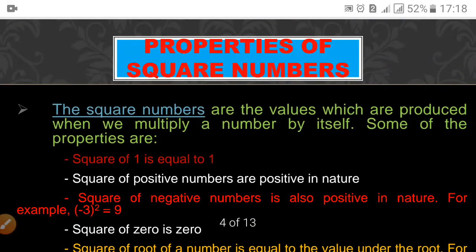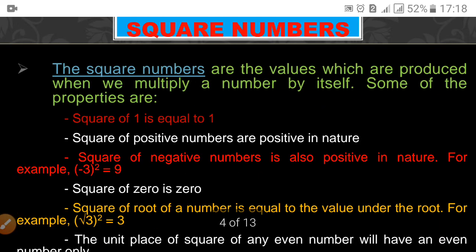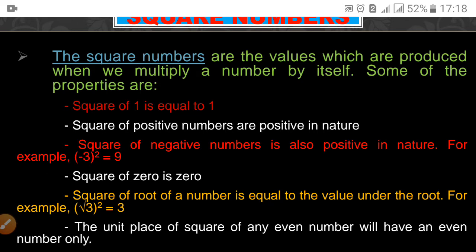Okay, there are some properties of square numbers. The square numbers are the values which are produced when we multiply a number by itself. Some of the properties are: square of 1 is always equal to 1. Squares of positive numbers are positive in nature, as well as the square of a negative number is also positive in nature. For example, if you take the square of -3, it becomes 9 positive. So the square of a positive as well as a negative number is always positive, and a square of an even number is even.